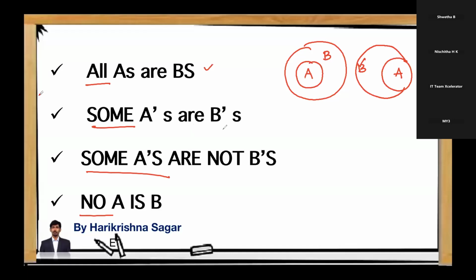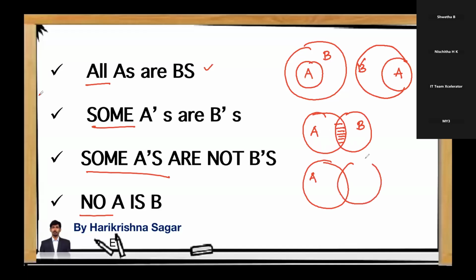And some A's are B's. If this is a question, let's take these are A's and these are B's. He said that some of the A's are B's. So some of these A's are B's. You can represent in this way. Some A's are not B's. Let's take these are A's and these are B's. So these A's are not B's and these A's are B's. Some A's are not B's is a statement. You can draw the diagram like this.